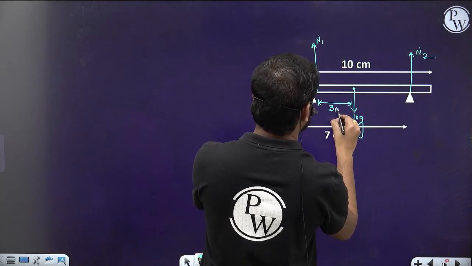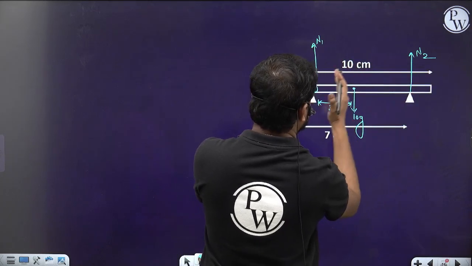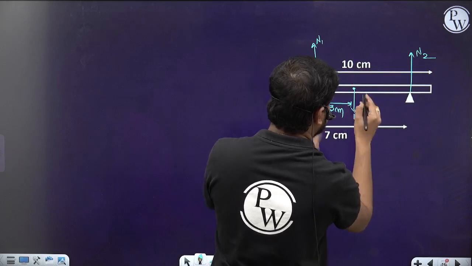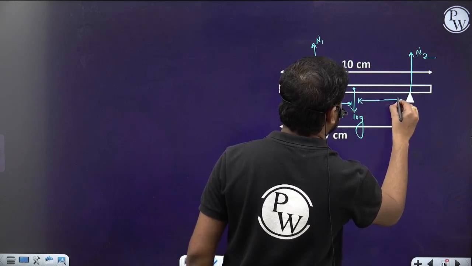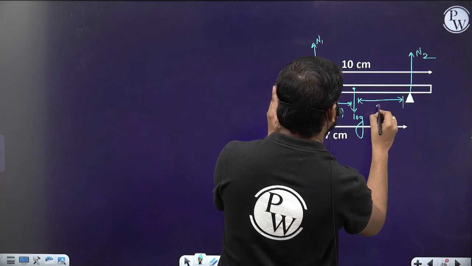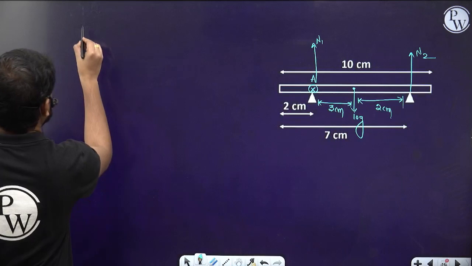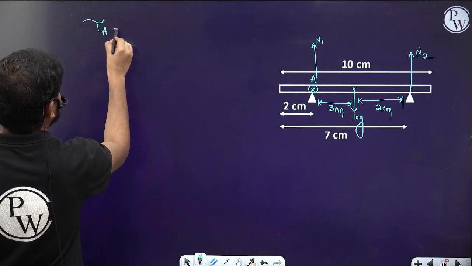So this distance should be 3 centimeters because the total is 10. Till here it is 5, and it's already given 2, so this will be 3. Then this total thing is 7. From here to here is 5, which means this should be 2 centimeters. Yes or no? So now I am taking the torque about point A is equal to 0.